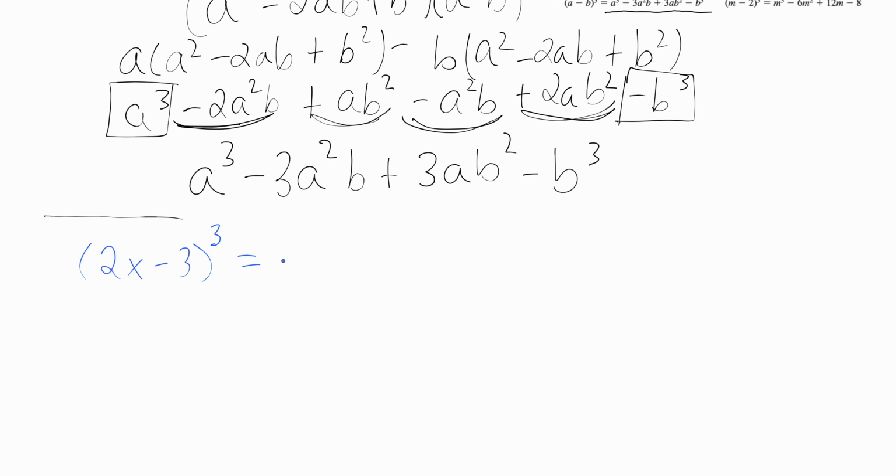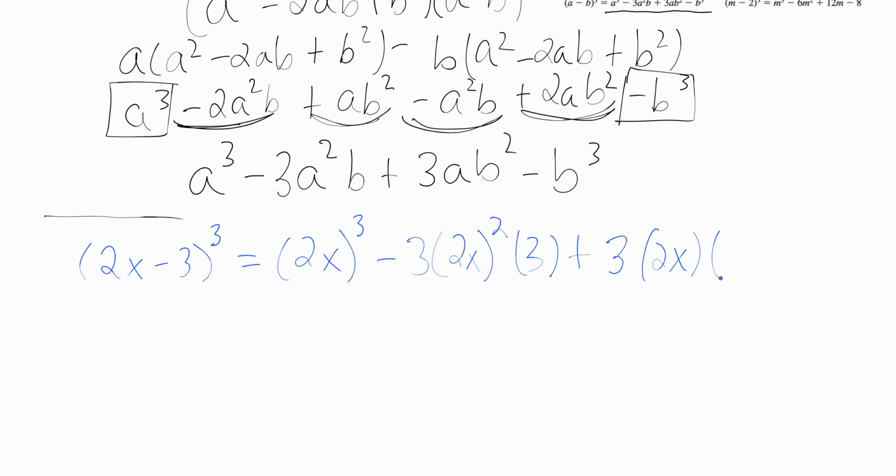So the rule says that we cube the first term, we multiply by 3 the square of the first term and the second term without its sign. This rule is set up so that you're not worrying about the signs. The signs are taken care of by the creation of the rule. Then we're going to say 3 times the first term times the square of the second term, again without its sign, minus the cube of the last term, or the second term.